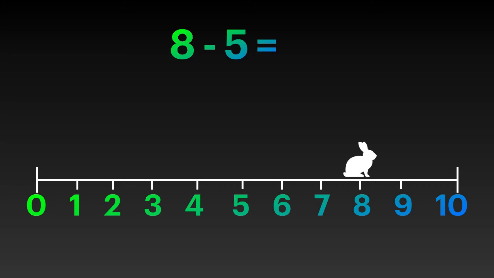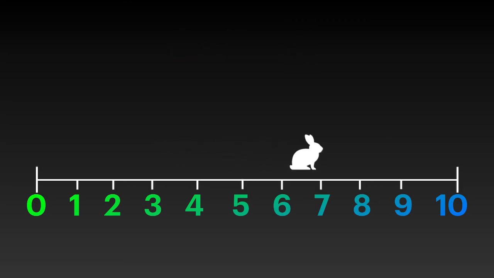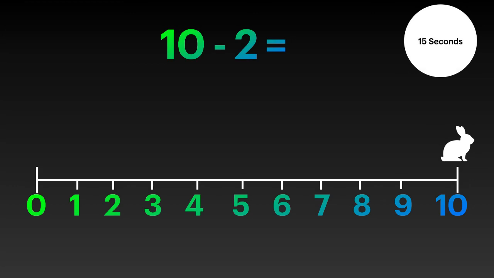And that's your time up. So let's check your answer. 8 take away 5. 1, 2, 3, 4, 5 equals 3. Well done if you've got that right. Here's another one for you. 10 take away 2. Your time starts now.